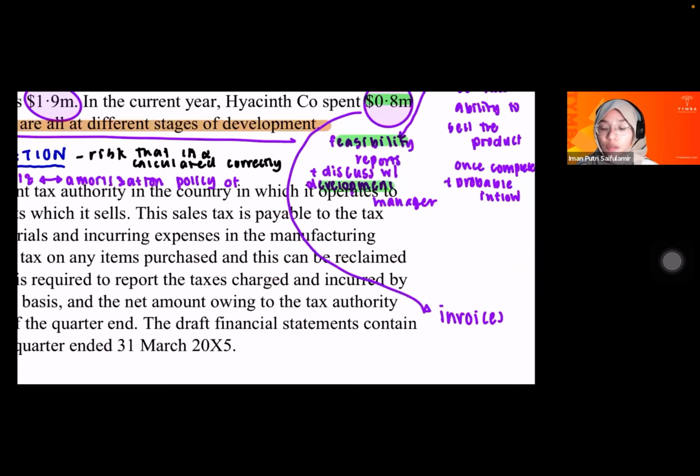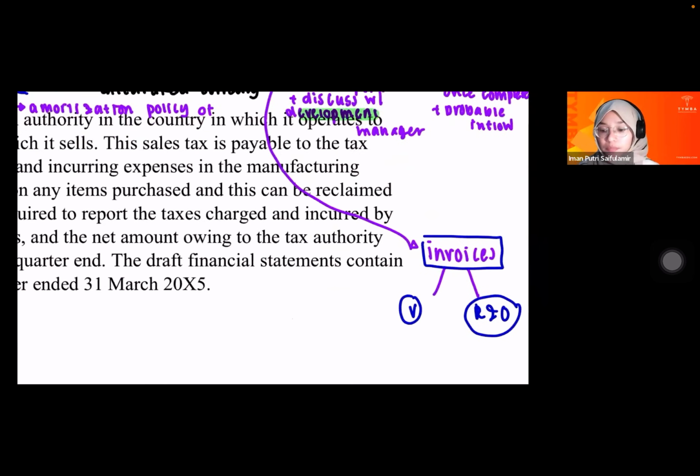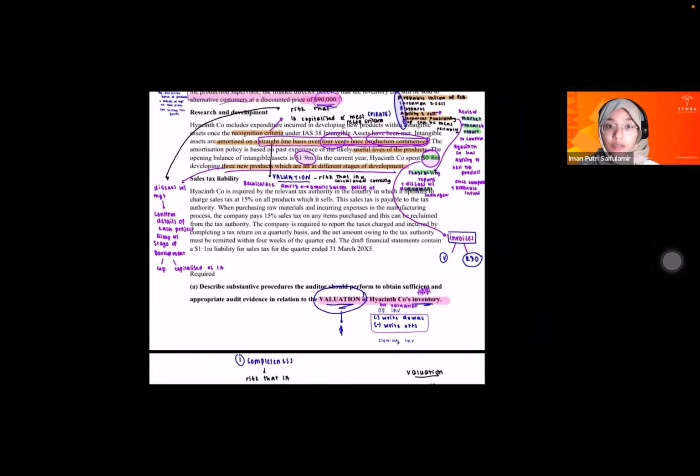One is we are confirming on the assertion of valuation. Next, we are also confirming on the rights and obligation. This is what we will confirm when we look at the invoice, because even in the invoice, they will state the name of the company. So this is just vaguely on the different substantive procedures.